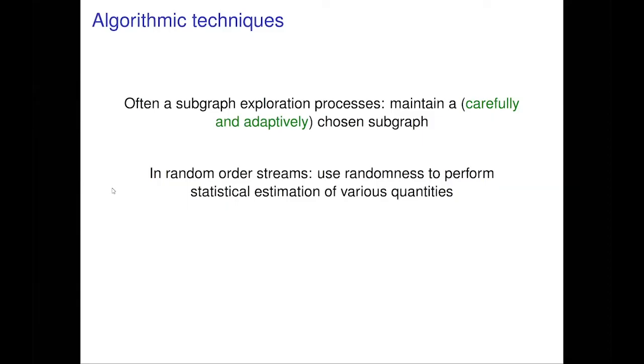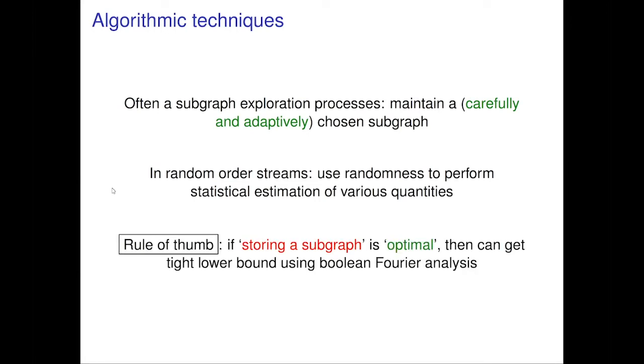Okay, good. For example, in random order streams, when the edges of the graph are presented in a uniformly random order, one very often uses the randomness of the stream to perform statistical estimation to guide this exploration process. And somehow recently, the rule of thumb that has emerged is that if the optimal algorithm for our graph analysis problem amounts to storing a subgraph, even if this subgraph is very adaptively and carefully chosen, then one can often get a tight or nearly tight lower bound using Boolean Fourier analysis.